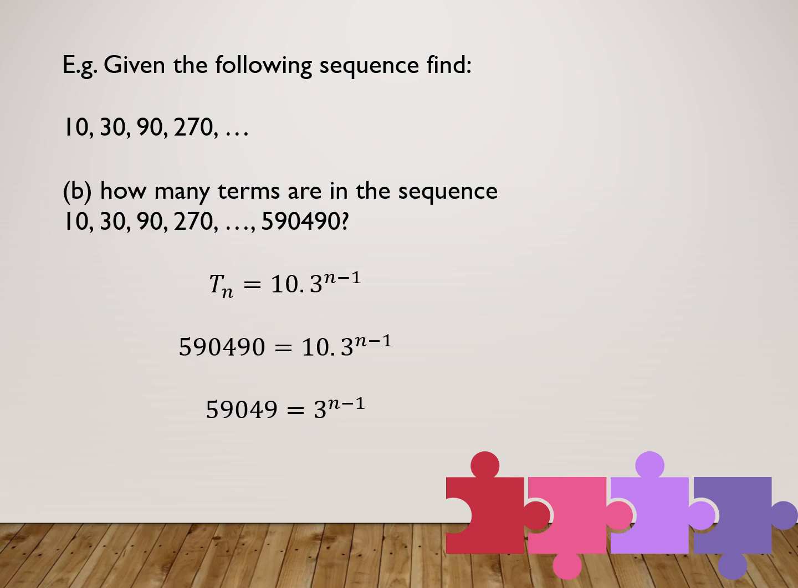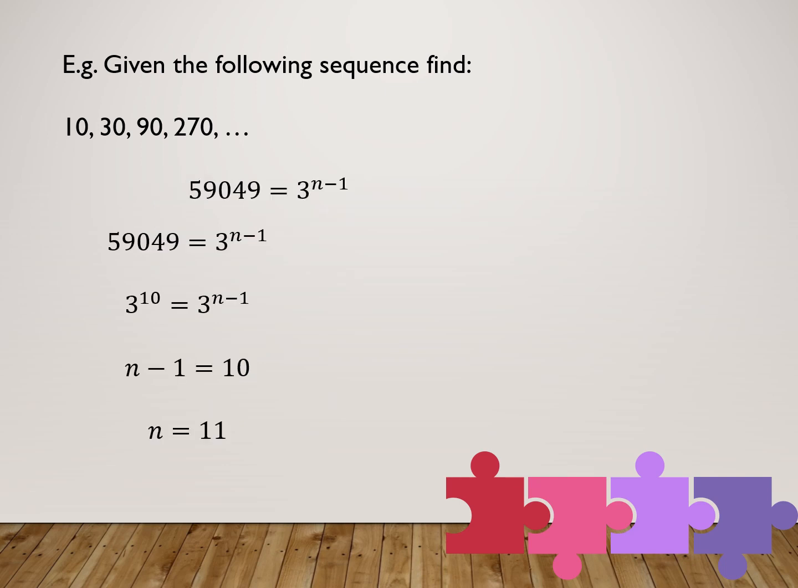So how many terms are in the sequence? Okay, so we let 590,490 be our nth term. We let that equal 10 lots of 3 to the n minus 1. Divide by the 10, because it's not attached to the power, so you can divide by the 10.